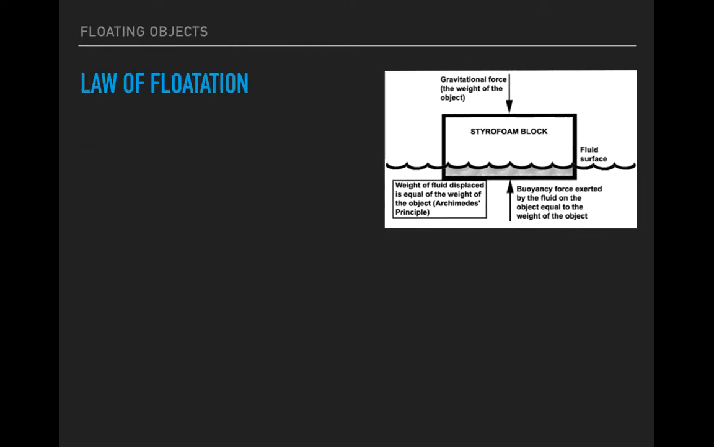We came across this already, that if we have a floating object, the upthrust is equal to the weight of the object. Now, if we unite that with Archimedes' Principle, which says the upthrust is equal to the weight of fluid displaced, I can replace upthrust with weight of fluid displaced. So we get the weight of fluid displaced equals the weight of the object.